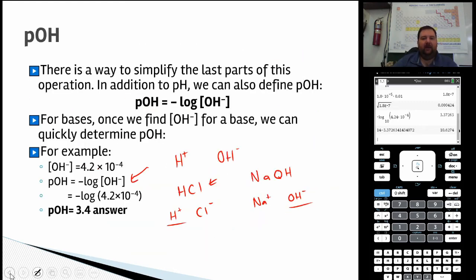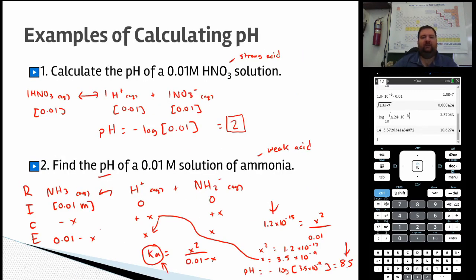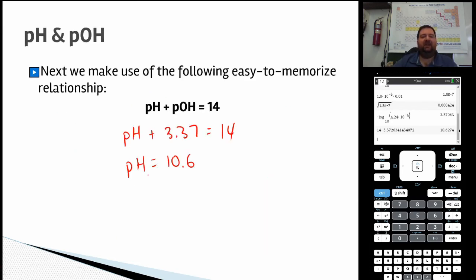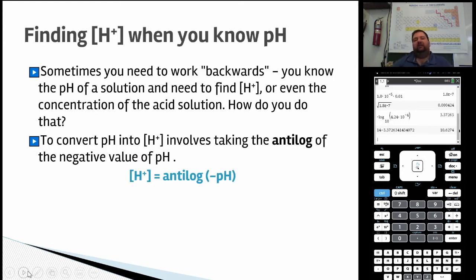Let's go back to this. What did I say that it was? I said that it was weaker than 8.5. We don't know how much weaker, we just know it is weaker. Why did we do this? To actually get a number. Is 10.6 a weaker acid than something that's 8.4? Of course it is. Sometimes you need to work backwards.